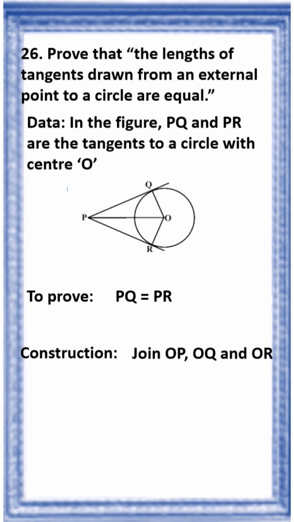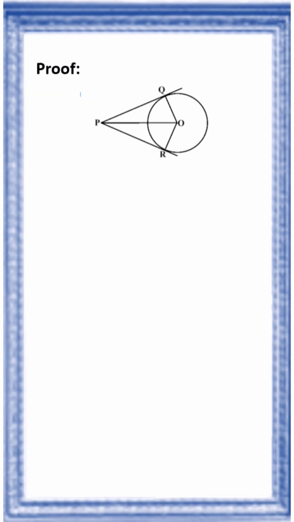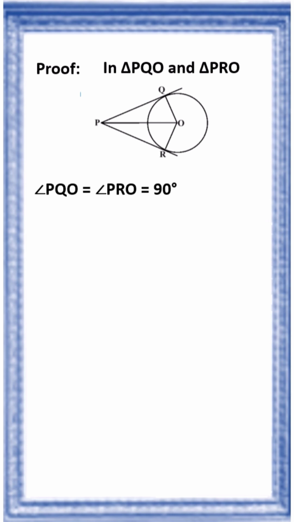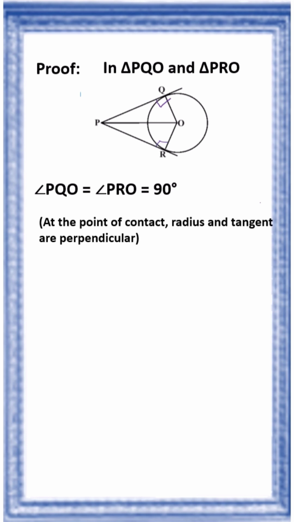Now let us construct OP, OQ and OR. We have to join these points. Proof. In triangle PQO, look at the figure, and PRO, angle PQO is equal to angle PRO is equal to 90 degrees. This is 90 degrees, this is also 90 degrees. Why? At the point of contact, radius and tangent are perpendicular.